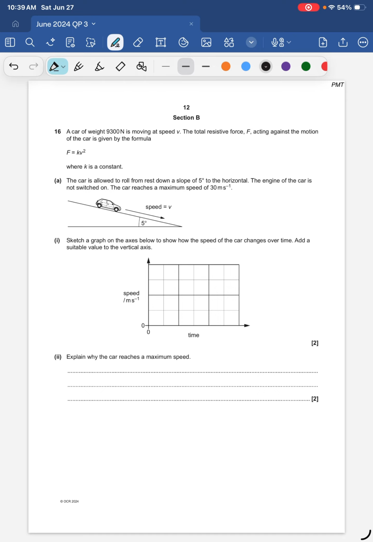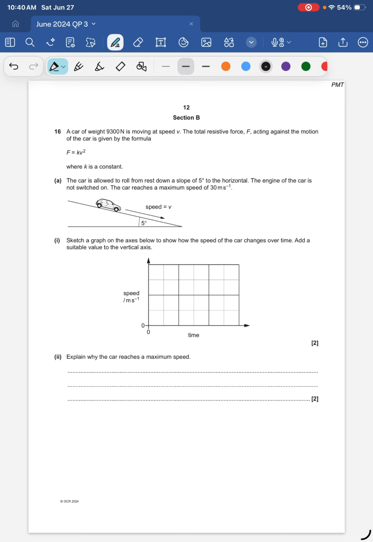So the first question asks to sketch a graph on the axis below to show how the speed of the car changes over time, and then add a suitable value to the vertical axis. Okay, I don't know how much detail they need in this problem, but I will analyze it because the purpose of my videos is to have educational videos. So I don't care about the mark scheme and such. No, I care that my answers are the same as the ones in the mark scheme, but I follow my own kind of reasoning with these papers.